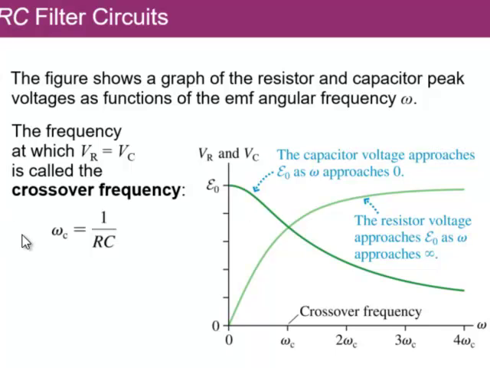And there's this thing called a crossover frequency, which happens to be 1 over RC. Very similar to what we have seen earlier when we talked about the RC circuit, that was connected to the time constant. So this is actually 1 over the time constant.